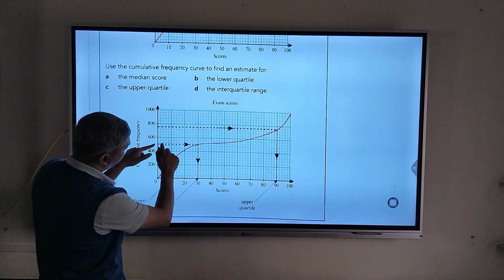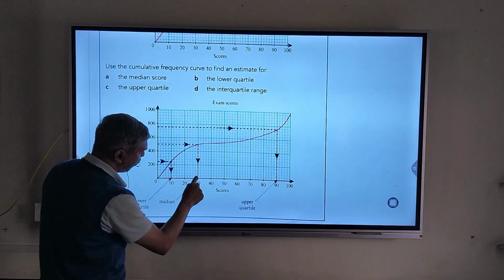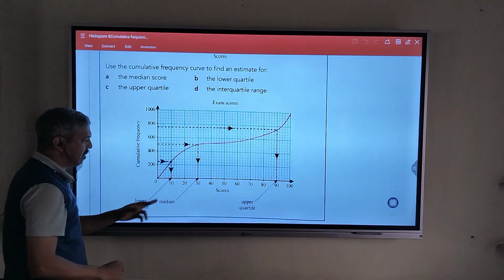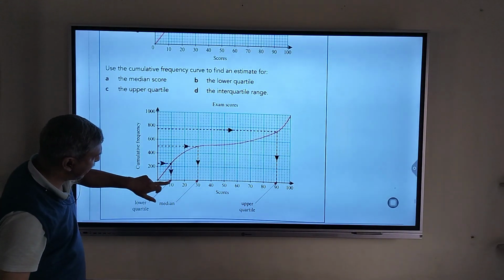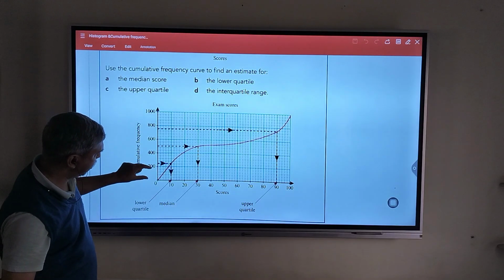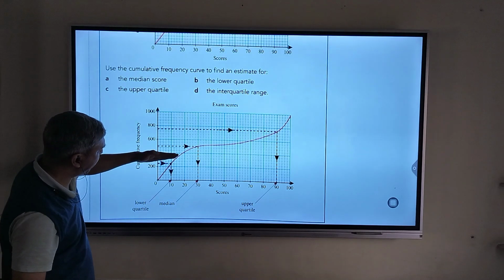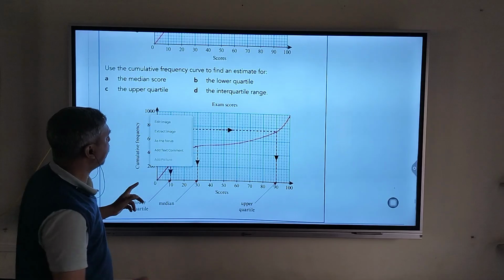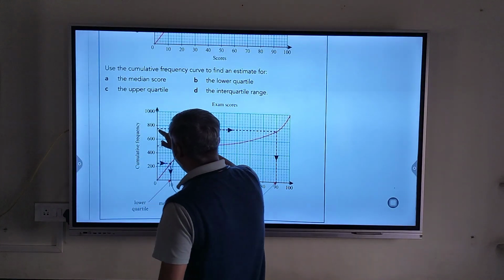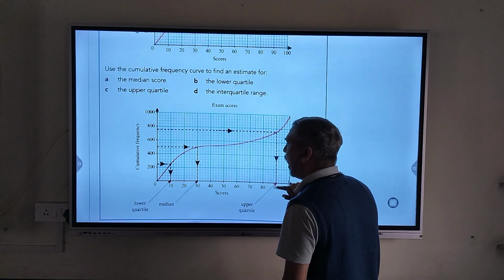From 500, draw a horizontal line. Wherever it cuts the graph, from there draw a vertical line, and you get the median. The median is coming at 30. Q1 is coming at 10. Q1 is 1000 divided by 4, which is 250. From 250, draw a horizontal line, take the vertical line from here, and you reach 10. Okay, Q3 is 750. From 750, draw a horizontal line, take the line here, 90.